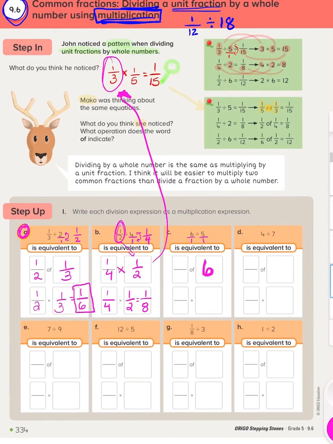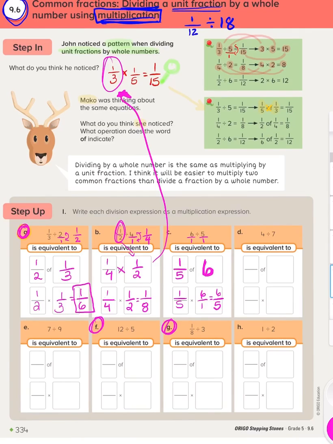That first number always stays the same. My second number gets flipped upside down. So it's 1/5 of 6. So it's the same thing as 1/5 times 6/1, which is 6/5. All right, I'm going to do 2 more problems. I'll do F and I'll do G.